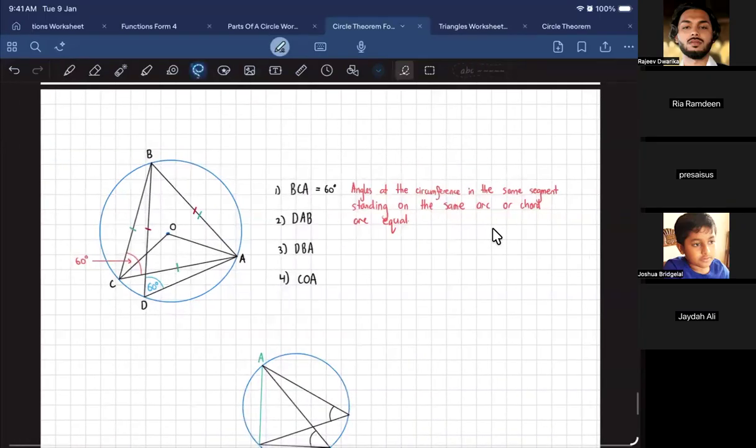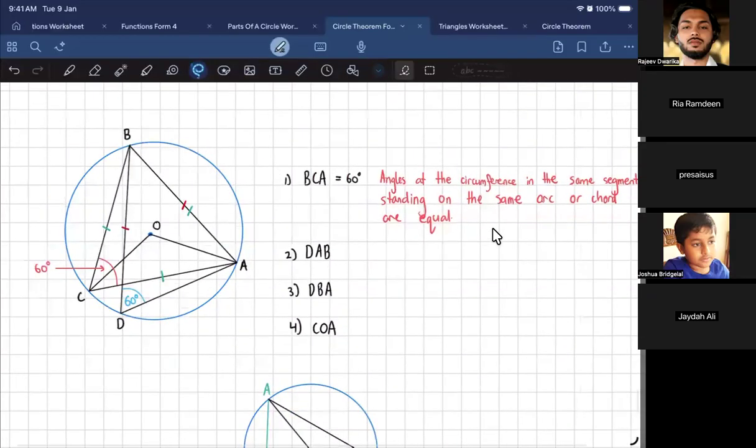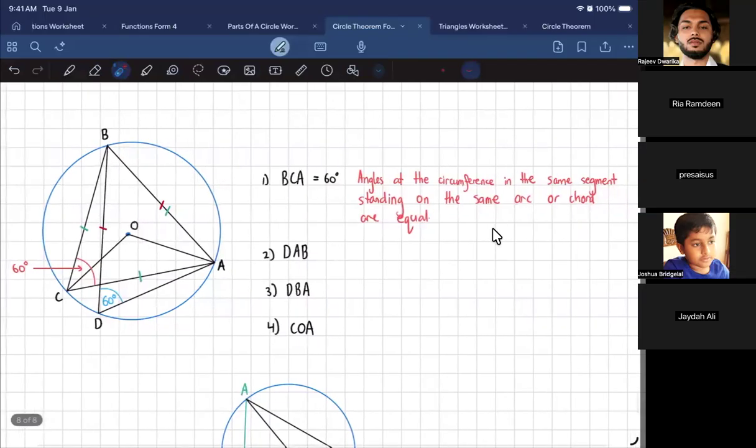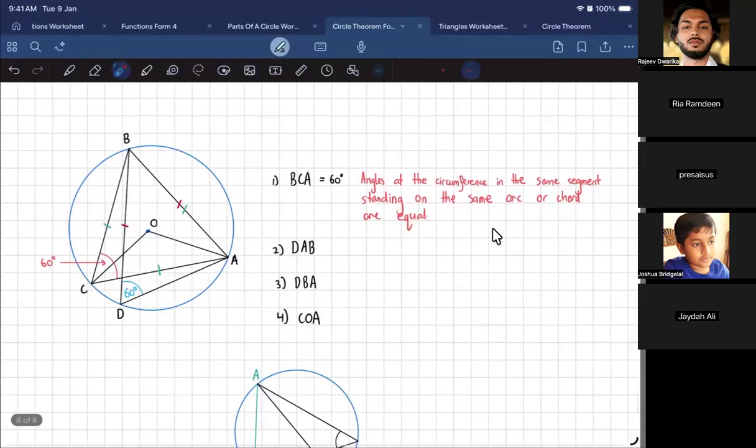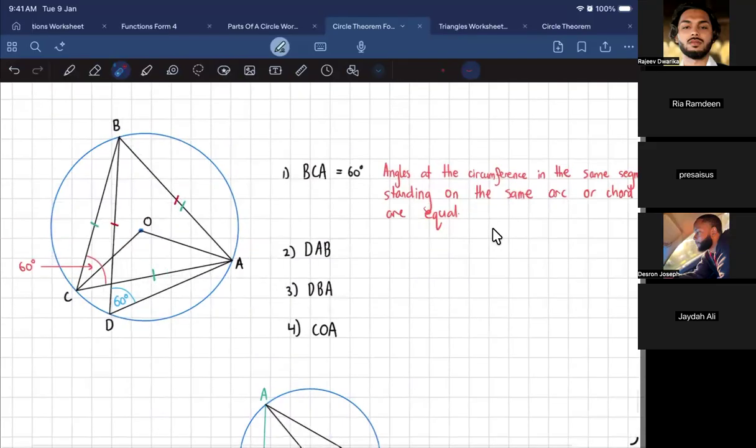Is there anybody, guys, I don't shame anybody. If you still don't understand it, tell me. I'll go over it. Is there anybody in class that doesn't see why I'm saying BCA is 60? Is there anybody that doesn't understand it? If you do understand it, tell me. So I'm going to move on to DAB now.